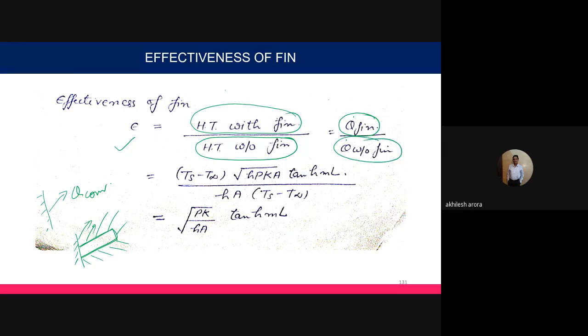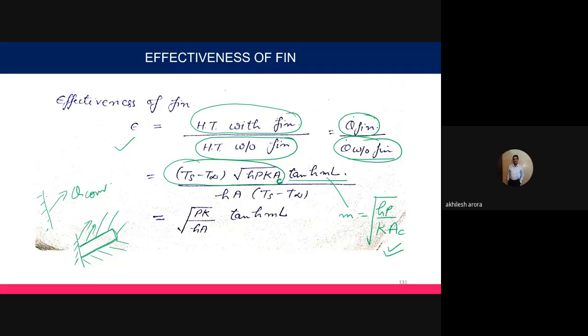Here, because the most practical case was the second one, which was the fin of finite length, and it is not losing heat from the end, we have considered that particular case only. It is given by Ts minus T infinity, under root HPK AC, where AC is the cross sectional area, into tan hyperbolic ml. And what is the value of m? M, you understand, it is equal to under root HP by K AC. So this value is already known to you, divided by heat transfer without fin.